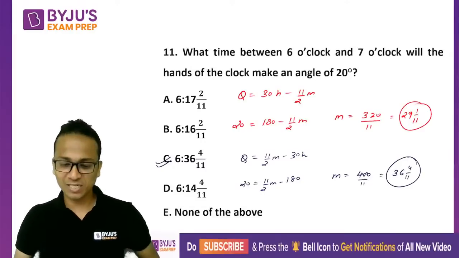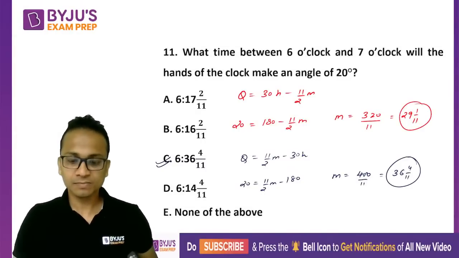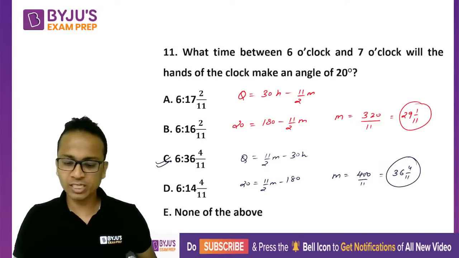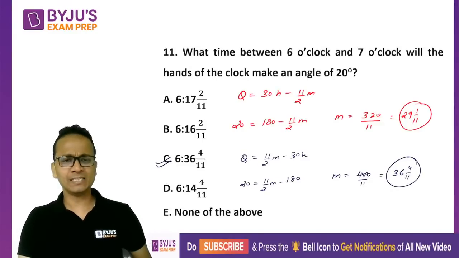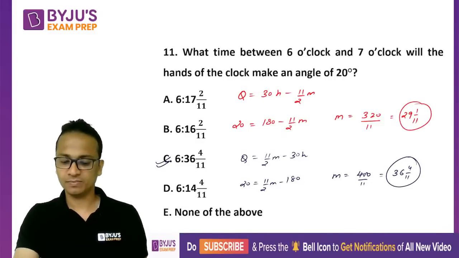All of you are absolutely correct. Option C is the correct answer. Some of you have given option D as the answer. No, it will not be the answer. So option C is the correct answer for this one.